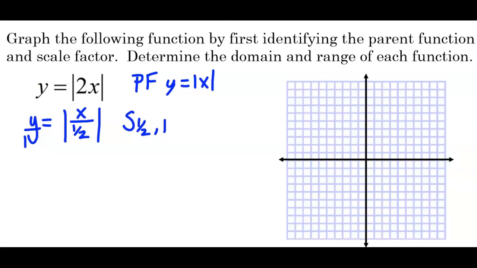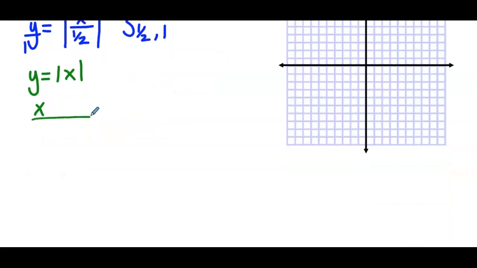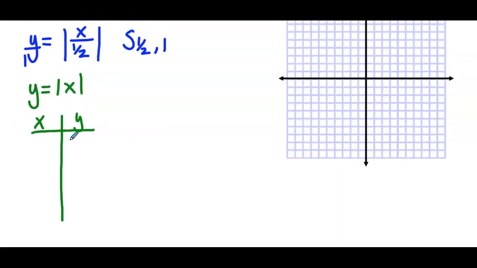Okay, so now we want to create a table of values. So we'll start with our parent function, y equals the absolute value of x. So we have x and we have y. Now here's where a little thinking comes in handy.